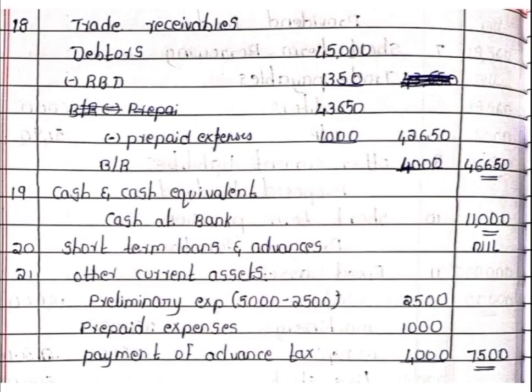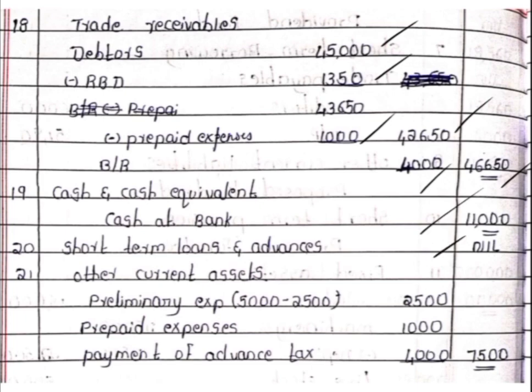Note number 18 is trade receivable. So here we are going to write debtors 45,000 less RBD 1,350. So we will have balance of 43,650. From this, prepaid expenses which is included in the debtors should be deducted. So debtors' amount is 42,650. For this we are going to add bills receivable together. The total of note number 18 would be 46,650. Note number 19 is cash and cash equivalents. Total is 11,000. Note number 20 is nil.